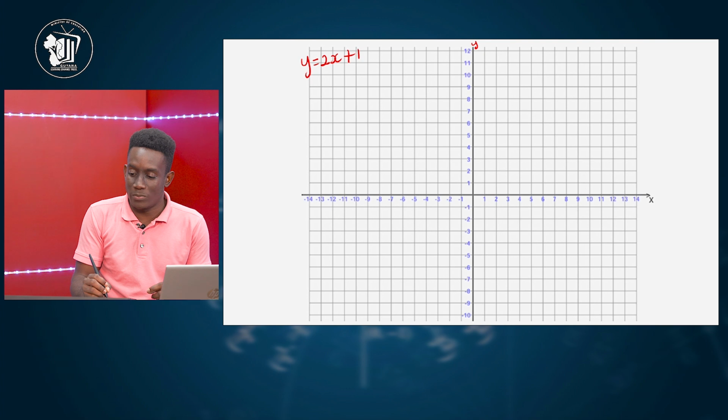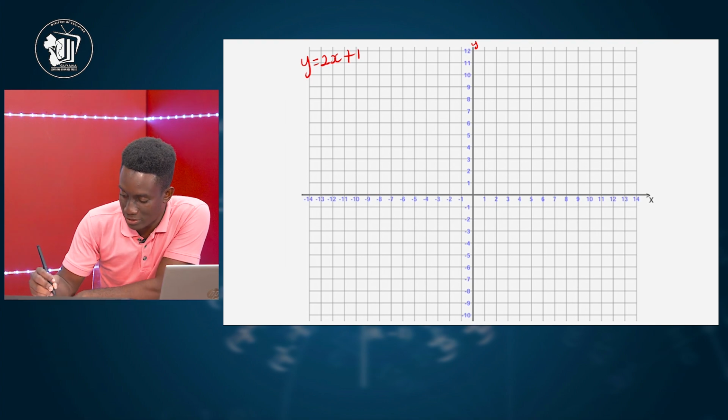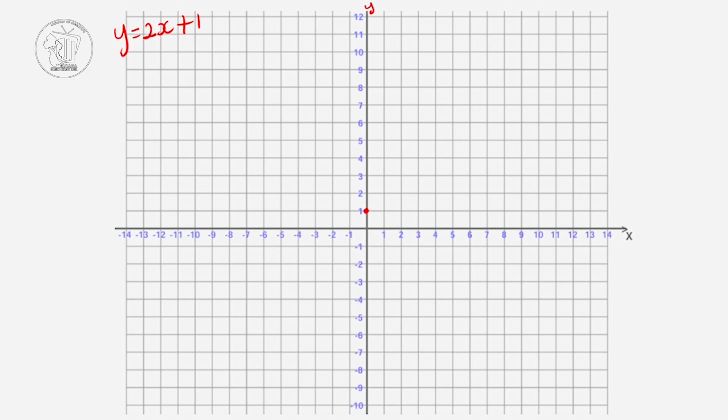The y-intercept is the part of the graph that crosses the y-axis. The y-intercept is 1, so the graph will cross the y-axis at positive 1. We also know the gradient, which is 2, and 2 is the same as 2 over 1. This is telling you rise over run. So you rise up 2, and then go across 1.